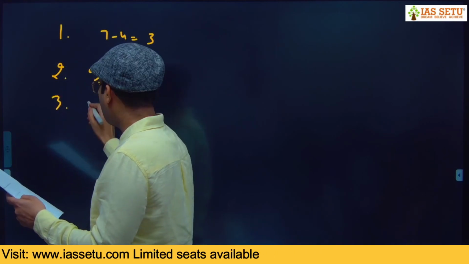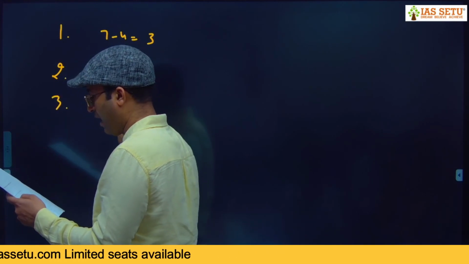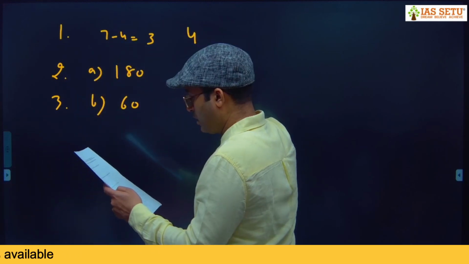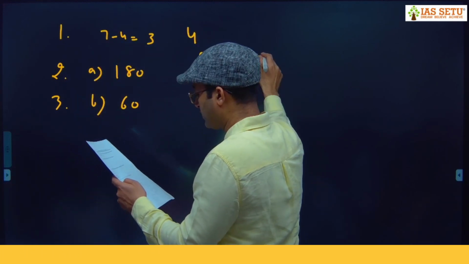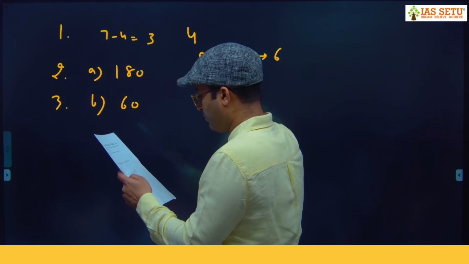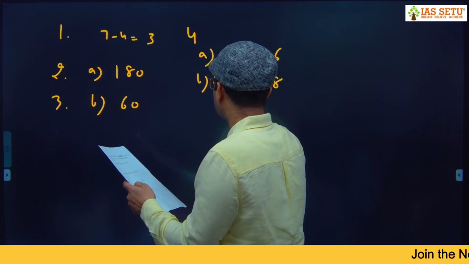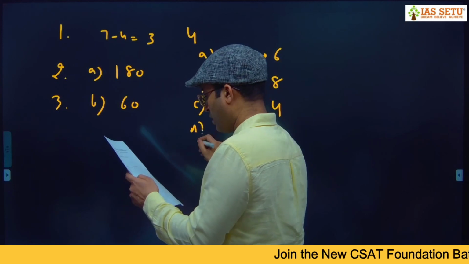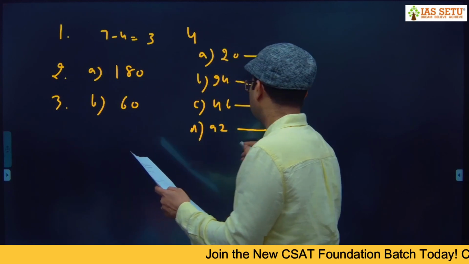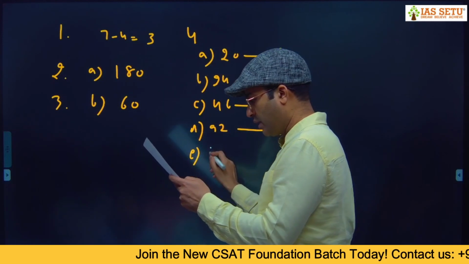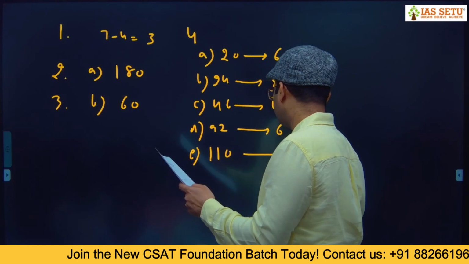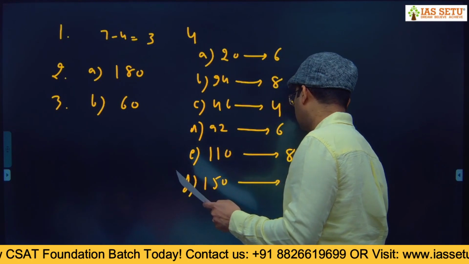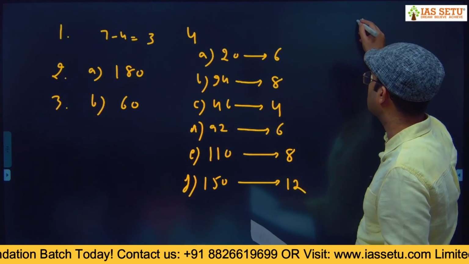Question number 3, answer option B, 60 has 12 factors. Question number 4, A part 20 has 6 factors, B part 24 has 8 factors, next part 46 has 4 factors, 92 has 6 factors, 110 has 8 factors, 150 has 12 factors. This is for the number of factors.